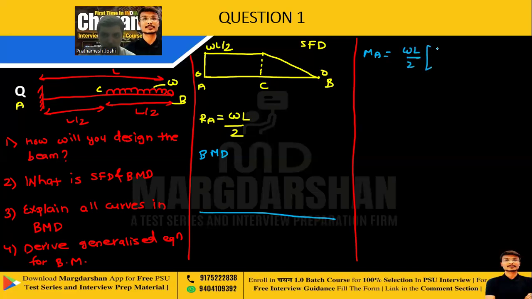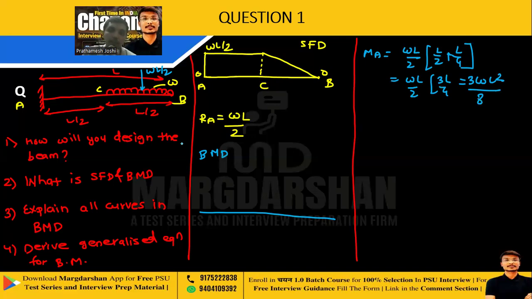into L/2 plus L/4. Okay? Its equivalent will act at its center, W × L/2. So here it will be WL/2 into 2 times, now this is 3L/4. So this is 3WL square upon 8. But the sign direction will be anti-clockwise. So anti-clockwise we are taking as negative, as per my convention. You may use different conventions also, no problem.